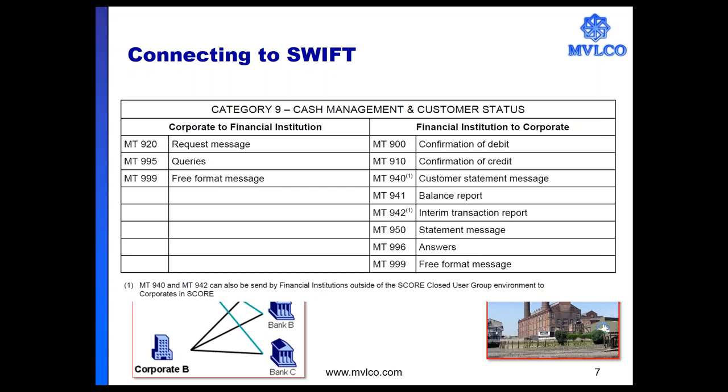When it comes to category 9, we have got cash management and customer status messages. A corporate can send an MT920, a request message requesting for a statement, an MT995, a query, and an MT999, a free format message. On the other hand, a financial institution can send MT900, MT910, 940, 941, 942, 950, 996, and a 999 to a corporate. So these are the categories of messages which the banks and the corporate can exchange with each other when the corporate is using the Swift SCORE, that is, the standardized corporate environment. This is point one. Now I'll be discussing category 1, category 2 and category 9 today. So let me explain the details of these messages to you at a later point of time.